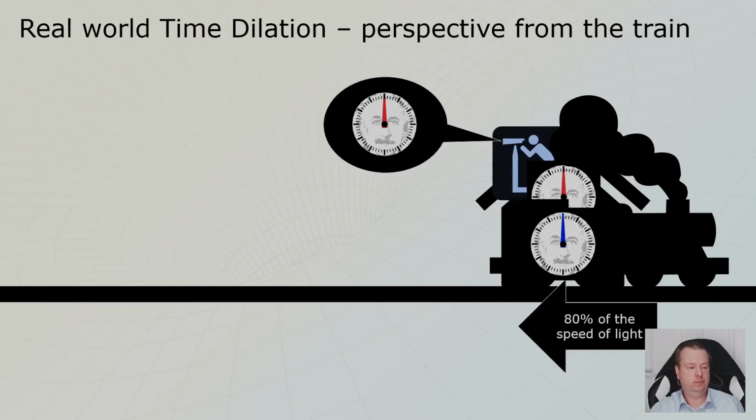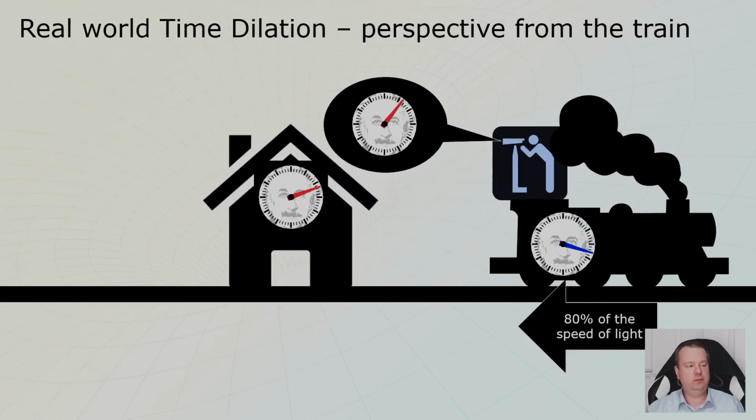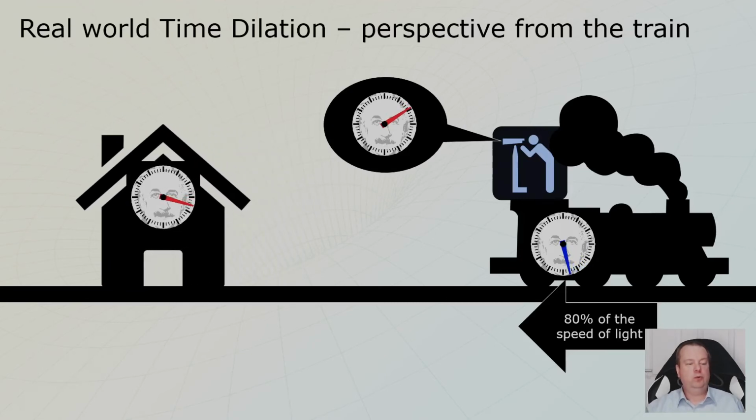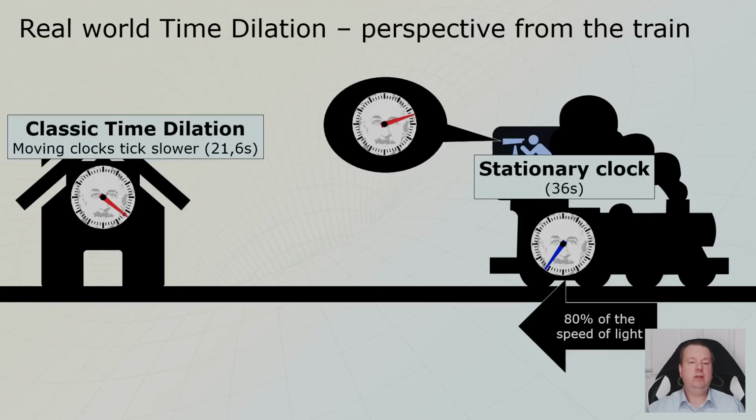Let's see what happens. So here's the house rushing by at 80% of the speed of light. We will do this for 36 seconds. I see my animations at the end don't sync. You have to imagine that all the clocks stop exactly at the same moment, of course. So 36 seconds have passed on the train. Our clock tells us 36. But the number of seconds in the house will have passed 21.6 seconds.